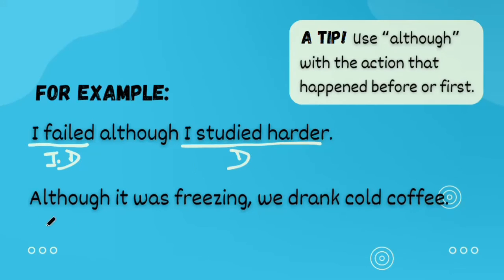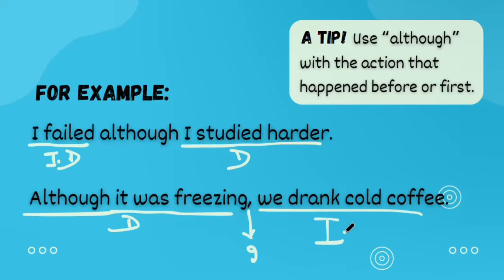Okay, now I'm beginning with although. So after although, it was freezing, this is the dependent clause. We drank cold coffee. We need to have a comma here. And this is the independent clause. Got it? So although it was freezing, comma, we drank cold coffee. This will be our sentence structure.